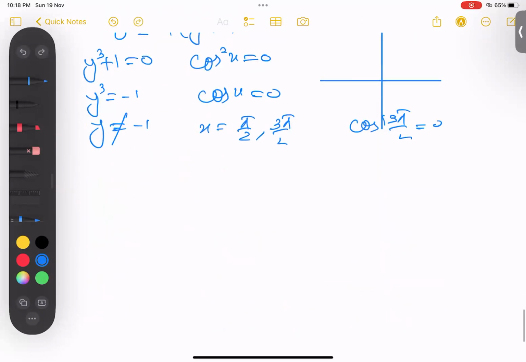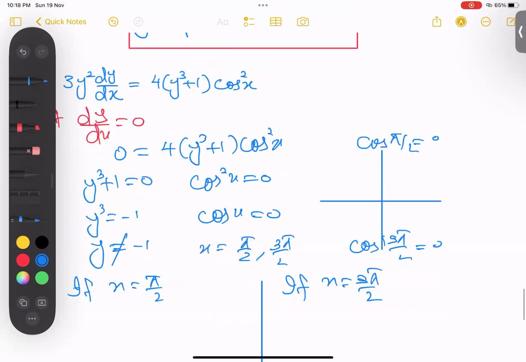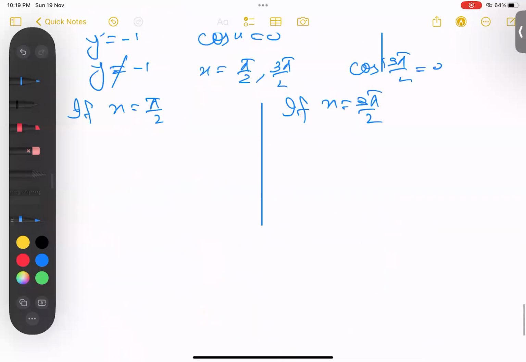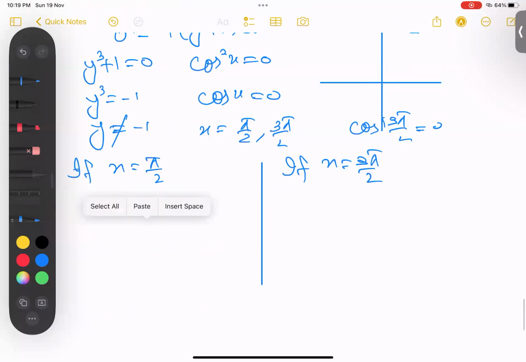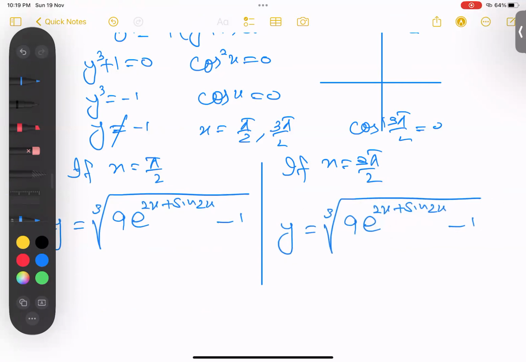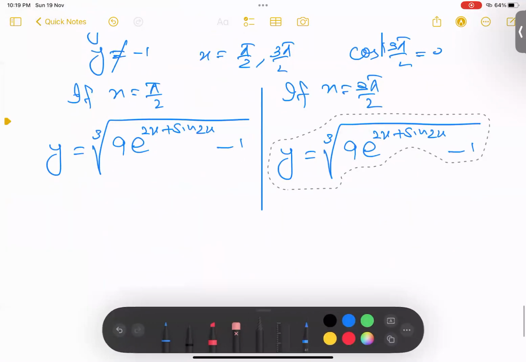So get ready. I am typing if x is equal to pi by 2, and I'm typing if x is equal to 3 pi by 2. But where am I going to plug in, get ready, students. I'm going to select this whole equation, copy it from here and bring it down. Okay, now check, this is the one part. Same I'm doing it here, the second part. So students, let's start now, and see how we can do it.